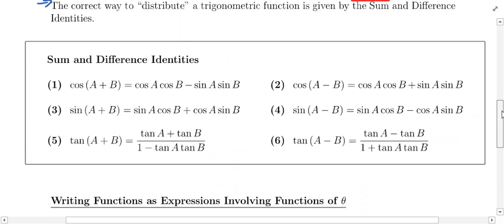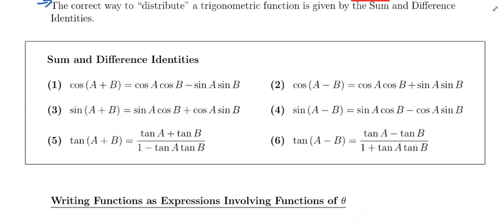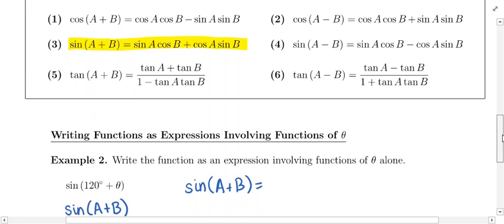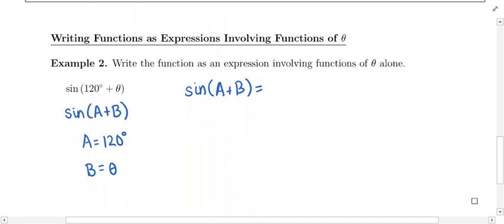So you can scroll back up. We're going to be using formula number 3, because we're involved with a sine here and we're adding. So this is a sum formula for sine. I'm going to go ahead and write down what that is equal to. This is going to be the sine of A times the cosine of B plus the cosine of A times the sine of B.